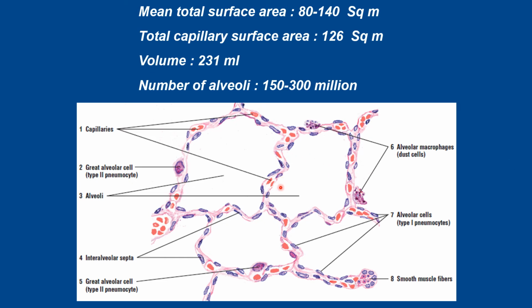Let us see the structure of the alveoli. The alveoli are lined by pneumocytes, type 1 and type 2 pneumocytes. Here are the alveolar cells. The type 2 pneumocytes project into the lumen of the alveoli, and type 1 are flat cells, the squamous cells. Type 2 are cuboidal epithelial cells, and there are lots of capillaries in the wall of the alveoli. Inside the alveoli, there are macrophages which lie in the alveolar wall or in the alveoli itself.